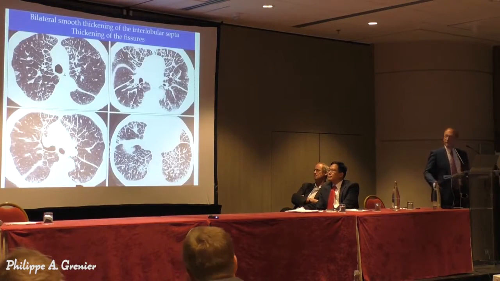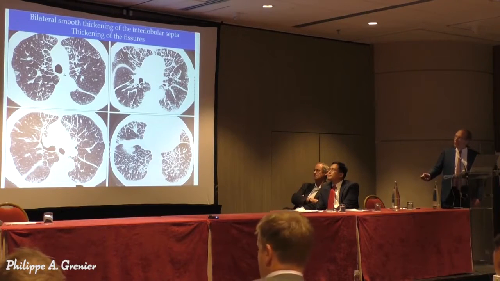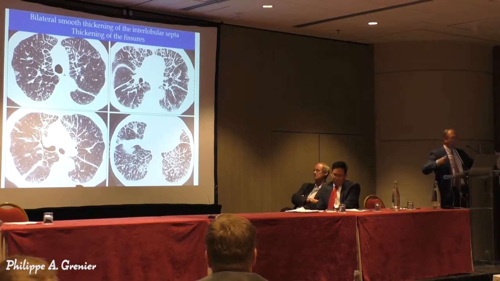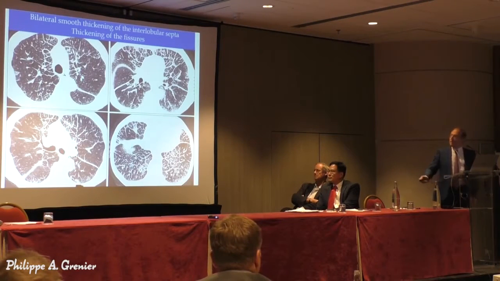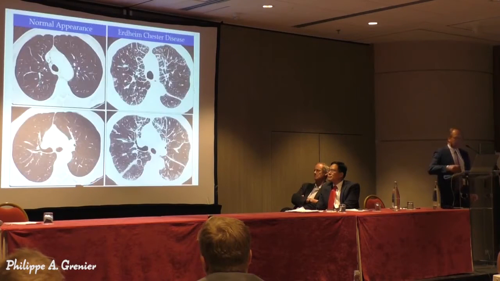What about lung parenchyma? The most common pattern of lung involvement is bilateral smooth thickening of the interlobular septa. These lines, perpendicular to the pleura here, are totally abnormal. They represent the thickening of the borders of the lobules, that represent the interstitium of the lung, perilobular interstitium of the lung, and we see the thickening of the fissures. But to understand better, I show you the normal appearance of normal individuals compared with the patient with Erdheim-Chester disease.